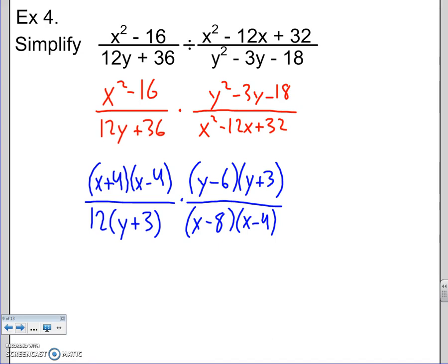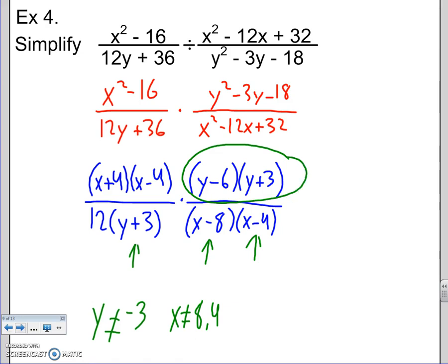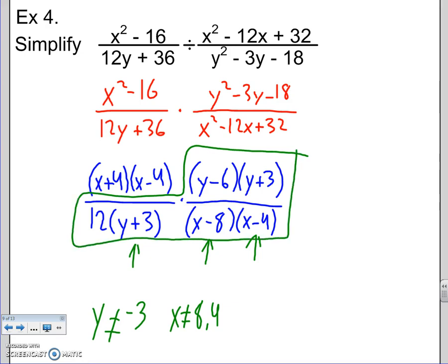Now before we cross out, gotta find our restrictions. Set the bottom equal to 0. If I change this sign, y cannot be negative 3. Change this, x cannot be 8. x cannot be positive 4. Now be careful here. Since it was a fraction before division, this also used to be a denominator, so we got to check that as well. Some teachers will do this, they'll make that weird shoe-like thing. You have to find the restrictions for all three of those. So y also cannot be positive 6 from this, and negative 3, which is a repeat. So there's 4 restrictions here.